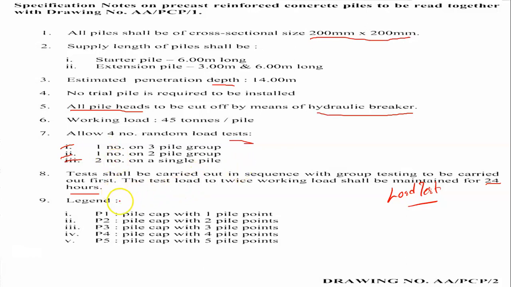And these are the legends. Legend 1, 3, 4, 5. It only indicates the points, class, and does not indicate the number of piles that need to be driven into the ground.